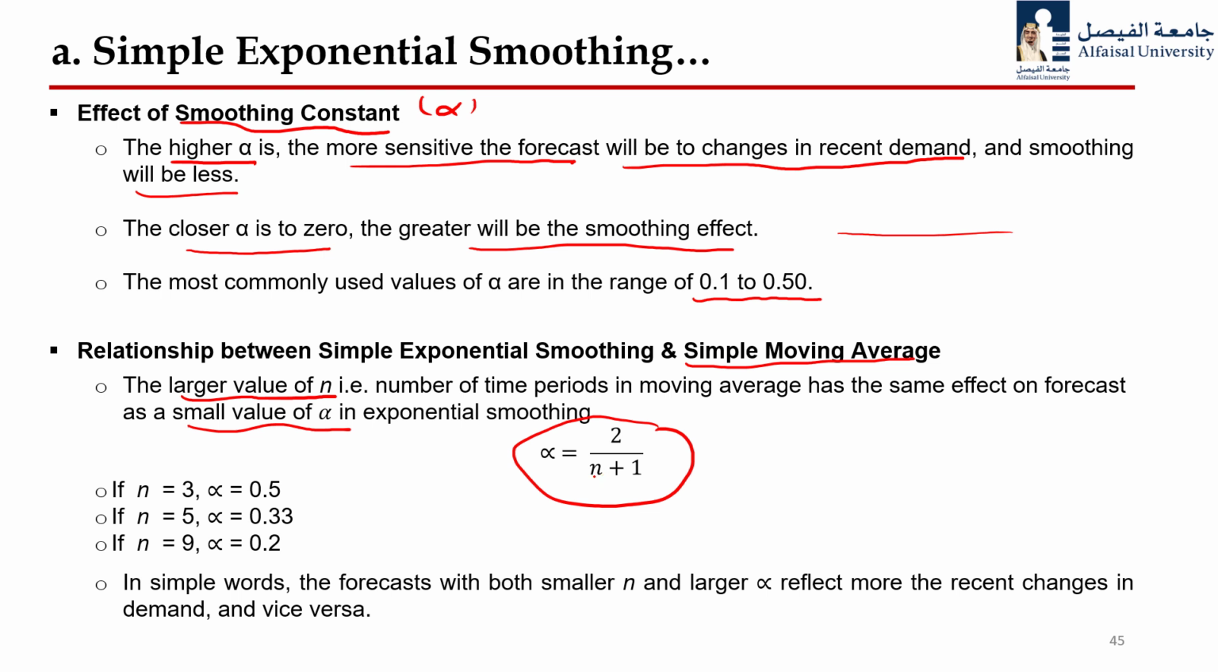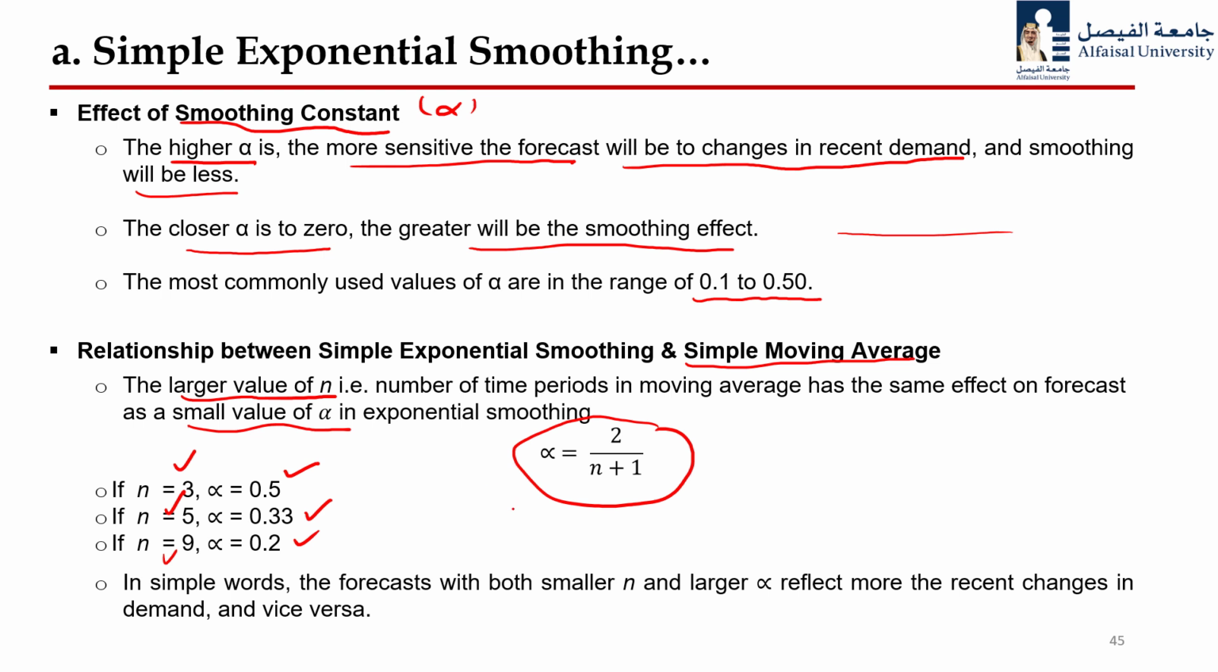If we are using a 3 month moving average in a simple moving average, then instead of applying that, if I apply the simple exponential smoothing method with alpha equal to 0.5, you are going to get the same answers, the same effect. Same is the case with n equal to 5, where alpha is equal to 0.3, and n equal to 9, where alpha is equal to 0.2.